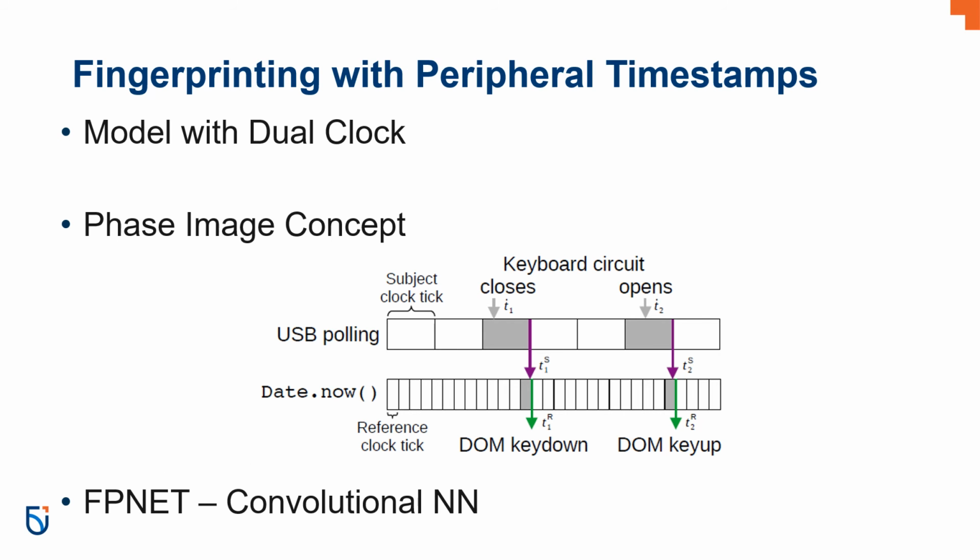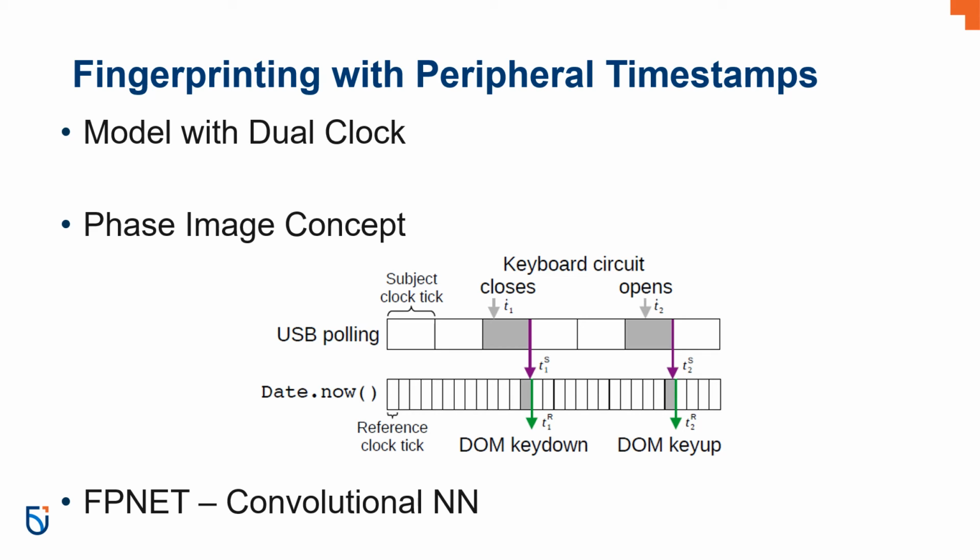the authors introduced a new method based on timing of peripheral input devices, leveraging the difference in ways various hardware and software components behave. They have a dual clock model in this, where a fast reference clock and a slow subject clock are compared together to make a single time source. With this model, the instantaneous phase of the subject clock is measured and used to construct a phase image, which is embedded in a low dimensional feature space using FPNet, a convolutional neural network design to extract the device fingerprint from the instantaneous phase.